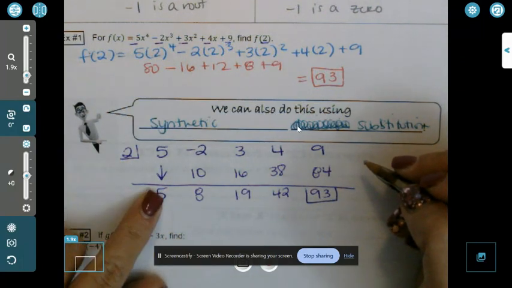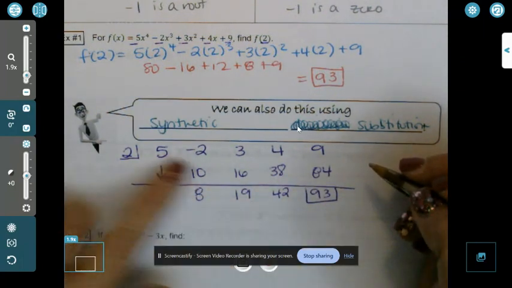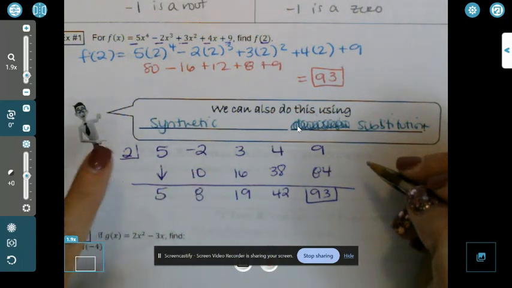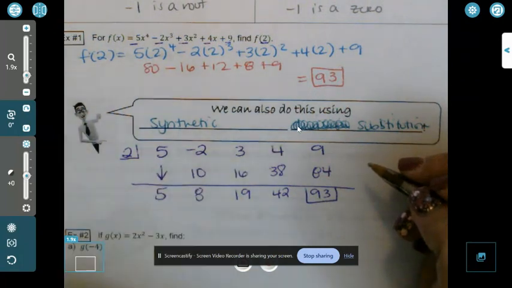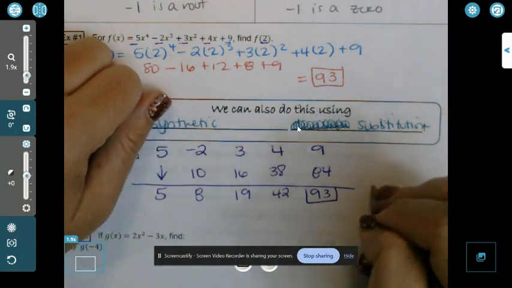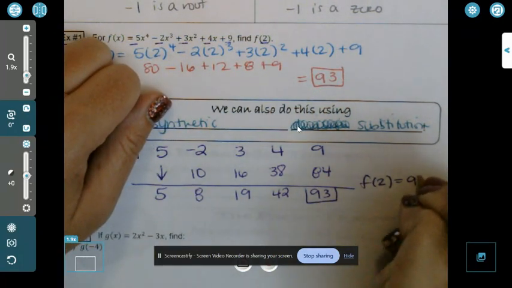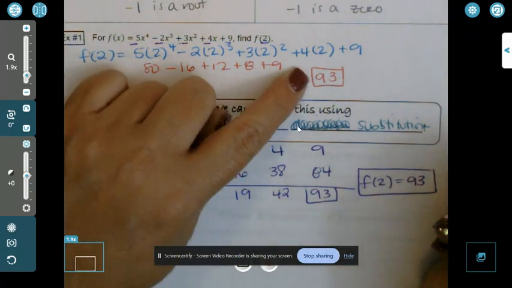So you're multiplying to fill in the second row here. 2 times 5 is 10, 2 times 8 is 16, 2 times 19 is 38, and then we add on our columns. So again, you could say f of 2 is 93, which is the same thing we had up here.